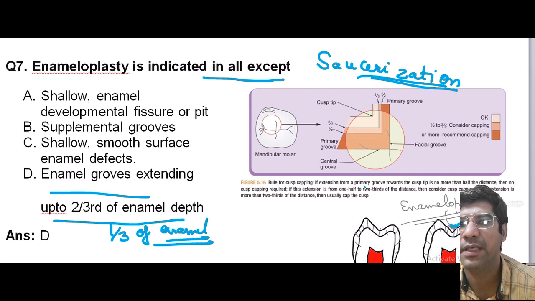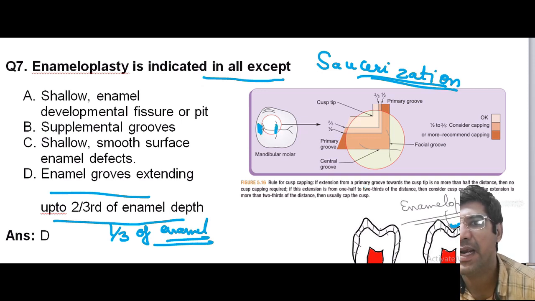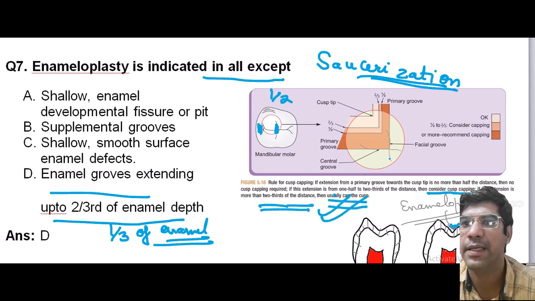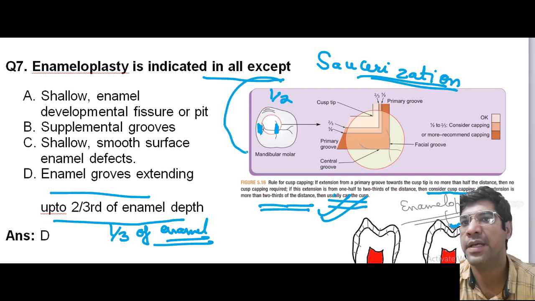So in a case where the extension is, suppose this one is the primary groove and this one is the central groove. If the extension from the primary groove toward the cusp tip is no more than half of the distance, then no cusp capping is required. If the extension is from 1/3 to 2/3 of the distance, then you have to consider cusp capping. If the extension is more than 2/3 of the distance, then cusp capping is recommended. So that is the important concept when you have to consider cusp capping and when enameloplasty is required.